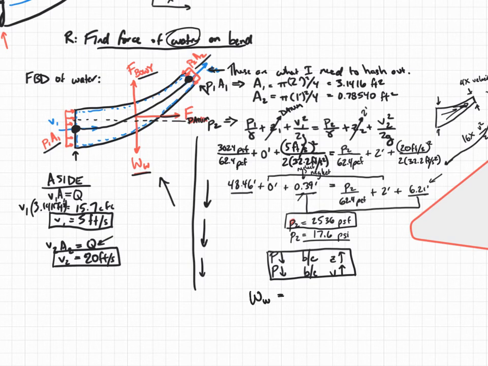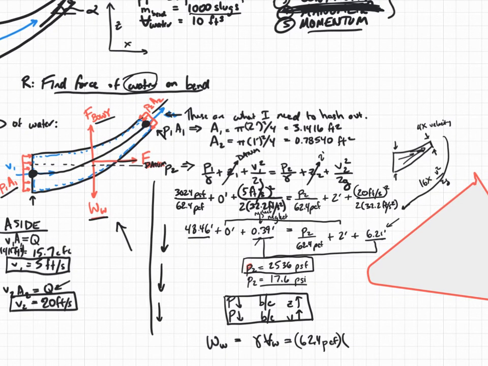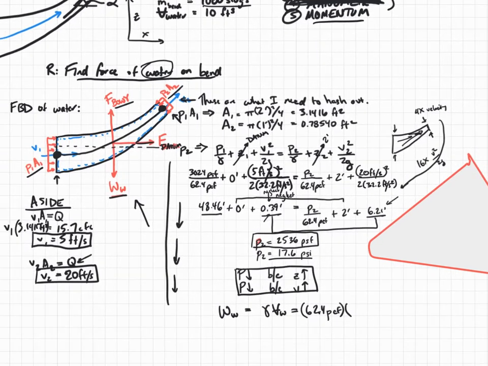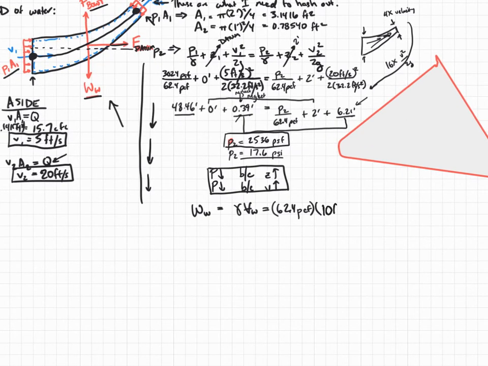So the weight of the water is gamma times the volume of the water. The gamma of the water is 62.4 PCF. And the volume of the water is 10 cubic feet.